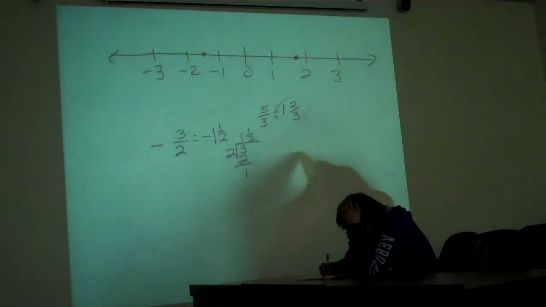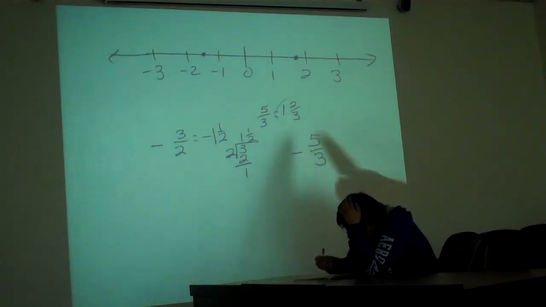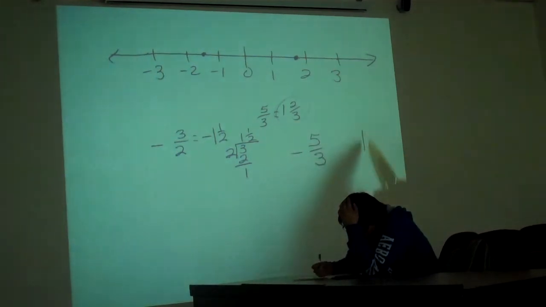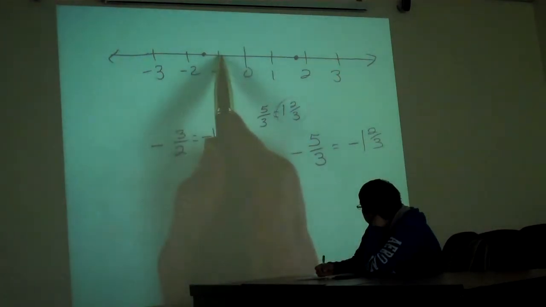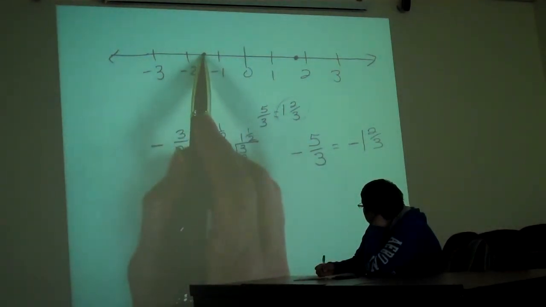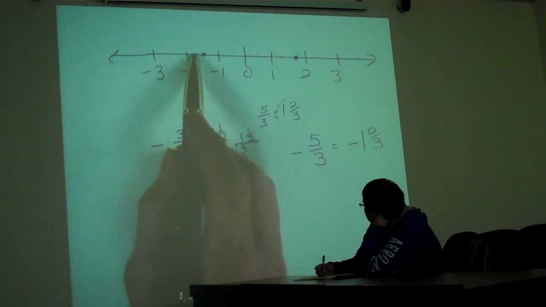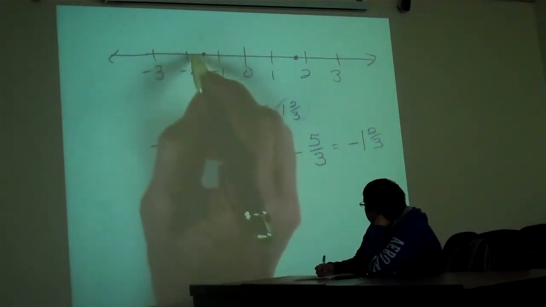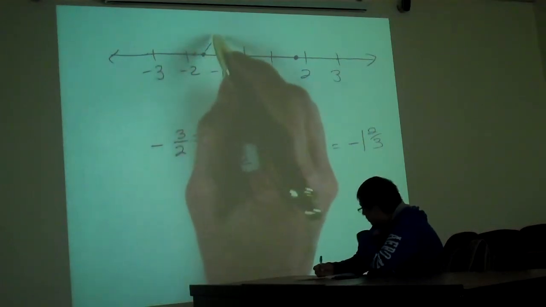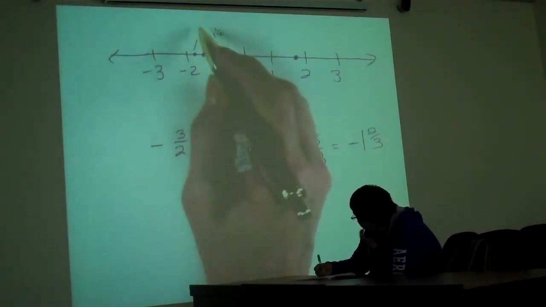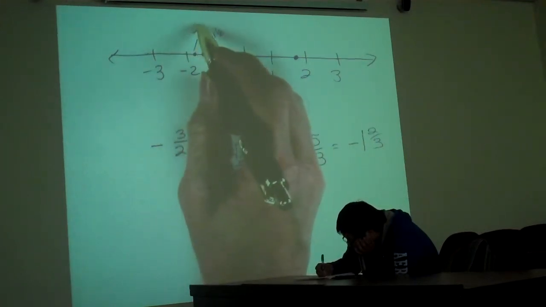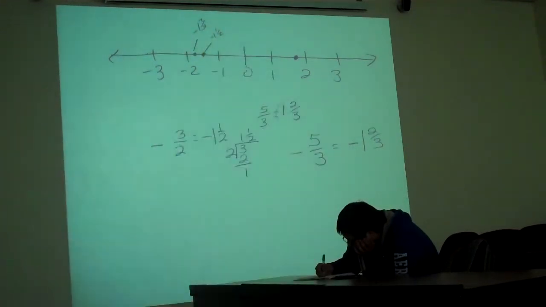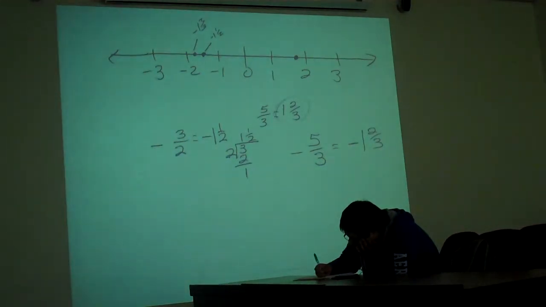If you had a -5/3, it's still going to convert to 1 2/3, but it'll be a negative, right? So you'll go -1 and 2/3. It's going to be closer to the -2 than to the halfway point. This one is -1 1/2. This one is -1 and 2/3. Okay?